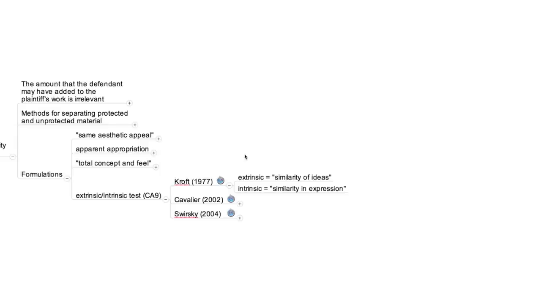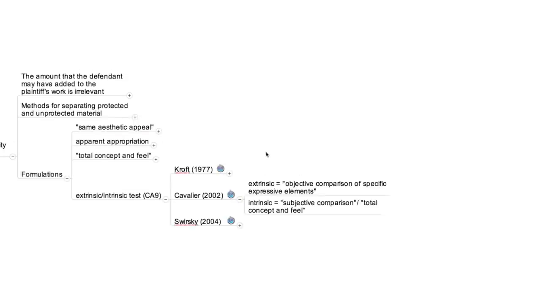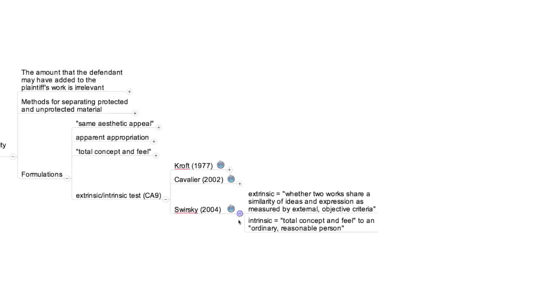This formulation, you probably noticed, is hard to reconcile with the fundamental principle that copyright law doesn't protect ideas at all. Perhaps sensing that problem, in subsequent cases, the Ninth Circuit has formulated the approach differently. For example, in the Cavalier case, extrinsic is treated as, quote, "an objective comparison of specific expressive elements," close quote, while intrinsic is, quote, "a subjective comparison of the total concept and feel," close quote, of the two works. In the Swirsky case, the court backed up a bit, defining the issue addressed by the extrinsic test as, quote, "whether the two works share a similarity of ideas and expression as measured by external objective criteria," while the intrinsic test again focused on total concept and feel.